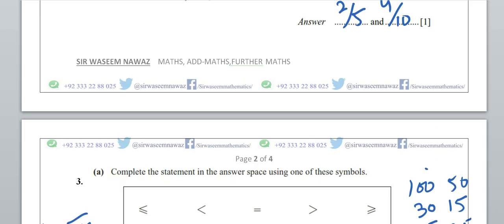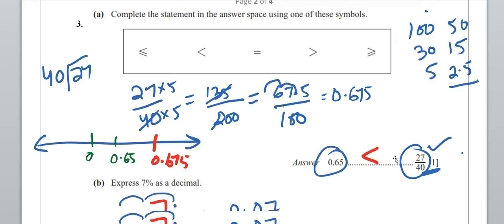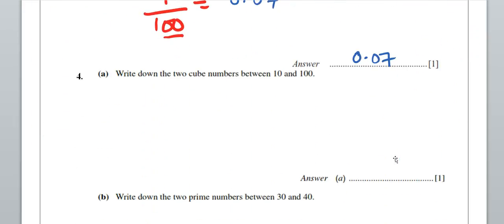Come to the next question, number 4. Write down the two cube numbers between 10 and 100. Cube numbers are those numbers whose 3 factors are the same. For example, 27 is a cube number because the factor of 27 is 3 multiplied by 3 multiplied by 3. So there are 3 multiples, and the 3 multiples are the same, so they are called cube numbers, right? So between 10 and 100.